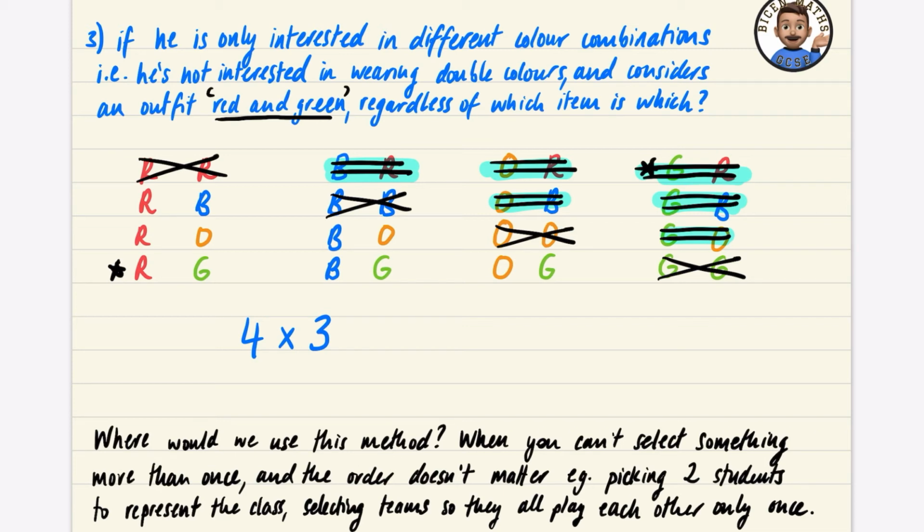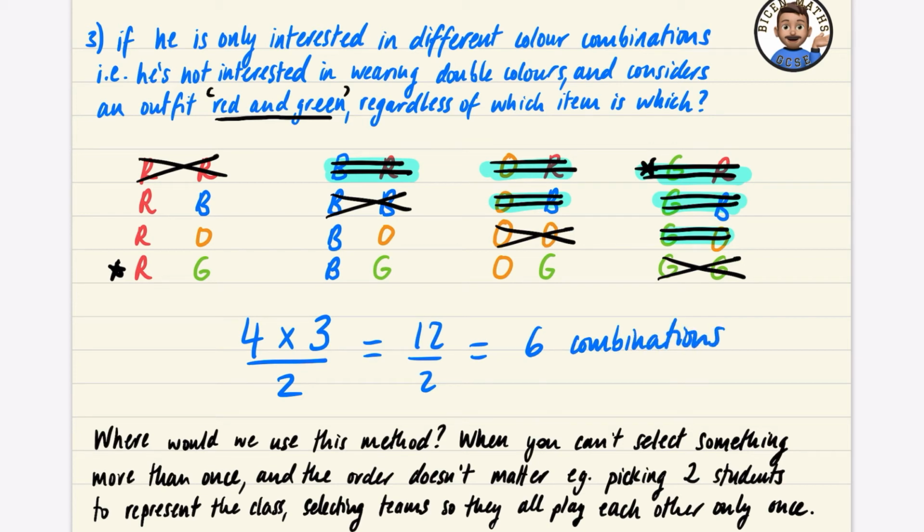So I got rid of these ones by doing 4 times 3, and then the remaining ones all had a partner that I could get rid of. So I am dividing by 2. I'm halving that I've got there. 4 times 3 divided by 2, 12 divided by 2, which is 6 combinations.